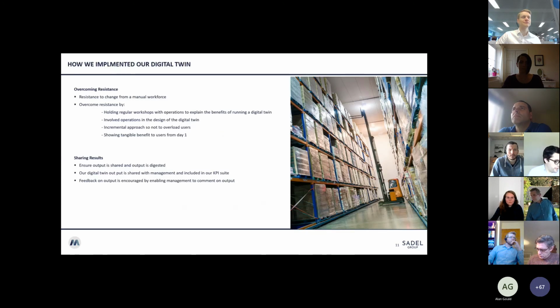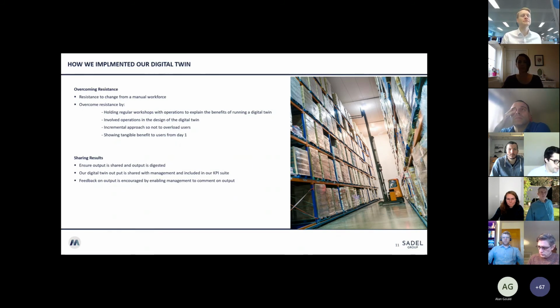How we implemented our digital twin. One of the biggest hurdles was resistance from the existing workforce, who initially showed distrust of the approach. So we overcame this resistance by holding regular workshops with operations to explain the benefits of running the digital twin, involved operations in the design of the digital twin, and employed an incremental approach so as not to overload users. We also showed benefits from day one.